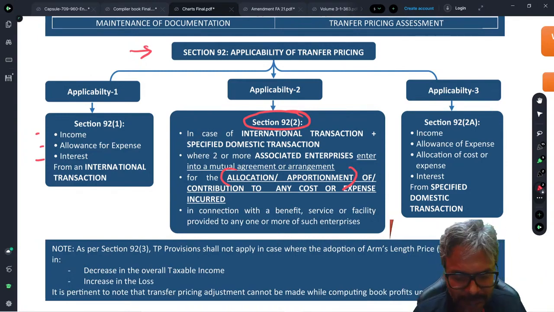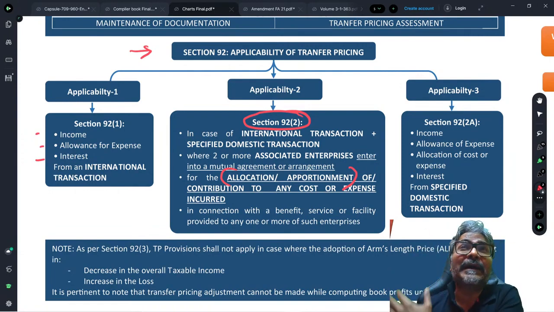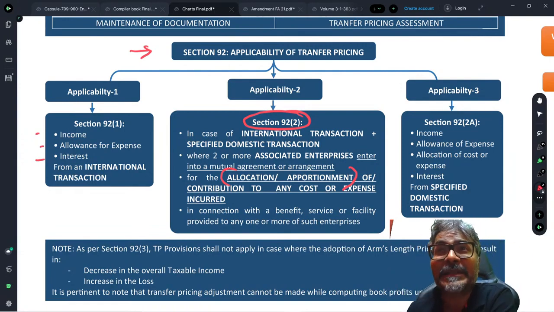Did you all get this one, Mamta, Sunny? Even that would be considered on the basis of the arm's length price.